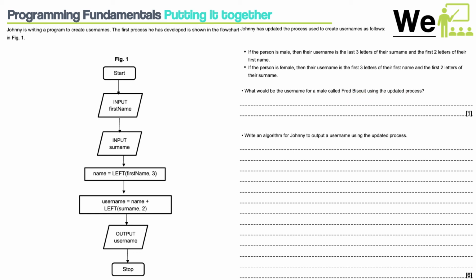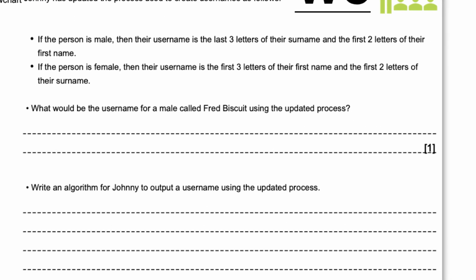So is it male or female? It's male, so we'd run this bit of code. Their username is the last 3 letters of the surname. So the last 3 letters of the surname is U, I, and T. I can zoom into this, make it a bit easier to see. There we go. So the last 3 letters is U, I, and T. In fact, maybe I can even highlight that and make it a bit easier to see. There you go. So we do that.